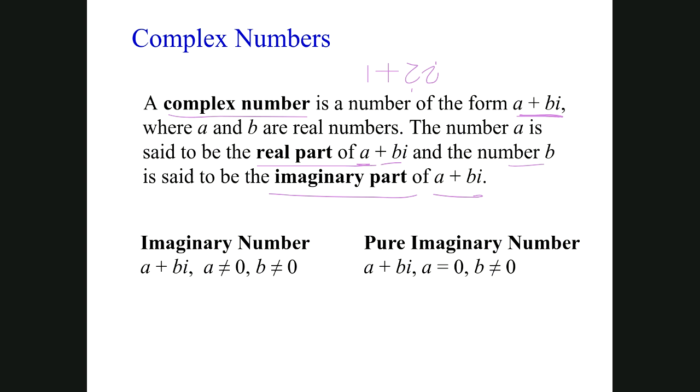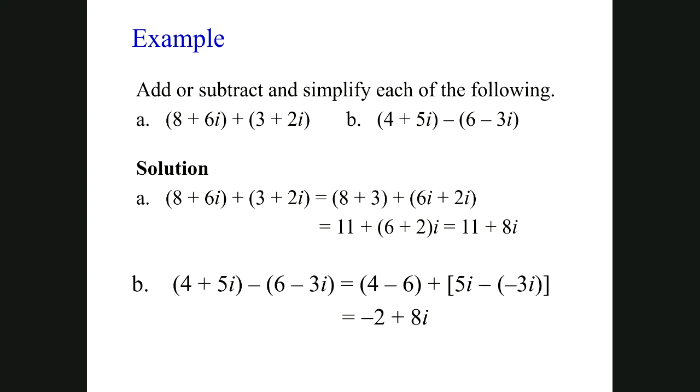If I don't have a 1 plus 2i, if I only have a 2i, that means this is called a pure imaginary number, okay? So we can do the calculation. If I have two complex numbers, we can do the addition, we can do the subtraction, or we can do the multiplication, we can also do the division. And that is all this section is about, okay?